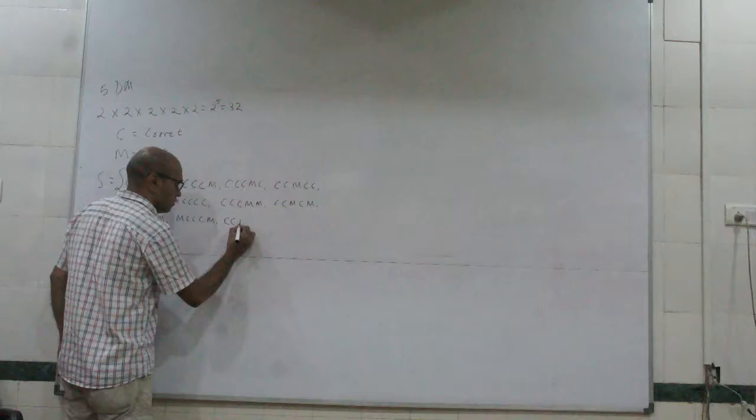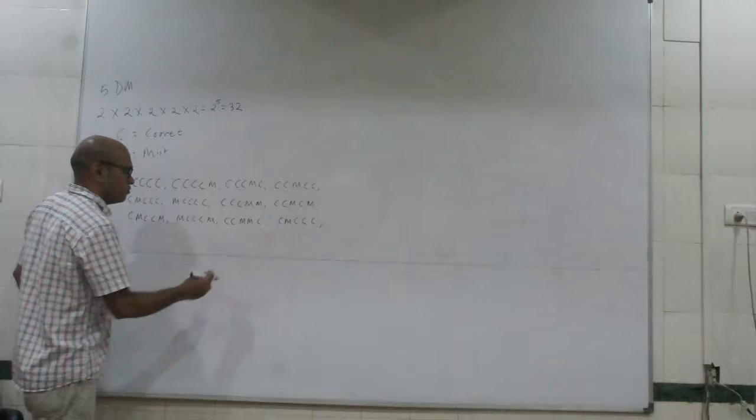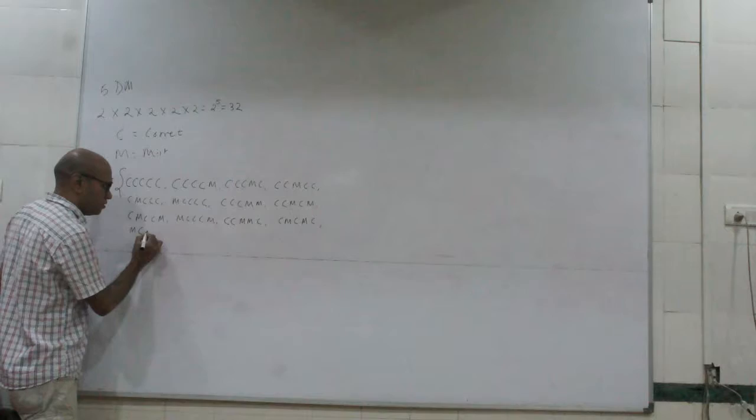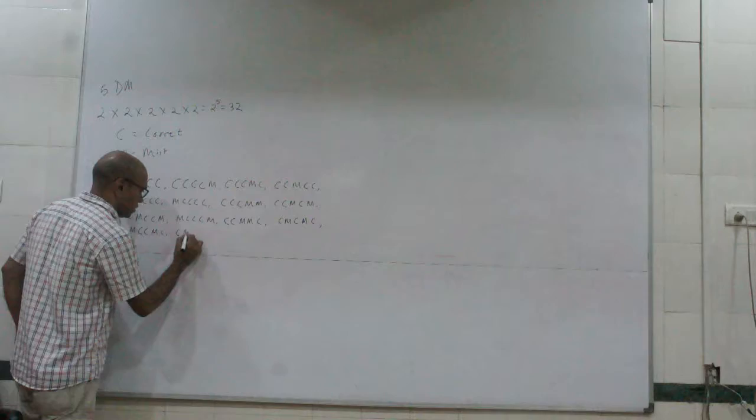C C M M C. Right? Then C M C M C. Right? Then M C C M C. Now we shift them to the next position, that is C M M C C.